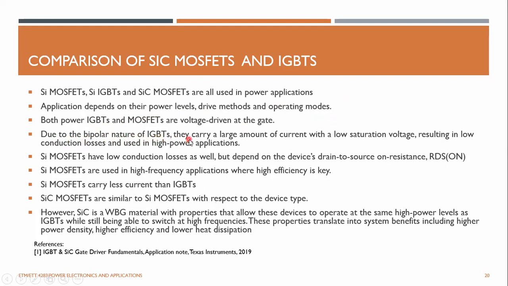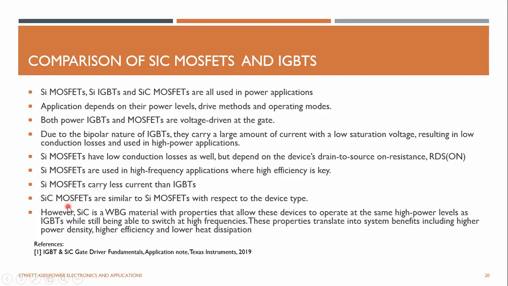Due to the bipolar nature of IGBTs, they carry a large amount of current with a low saturation voltage, resulting in low conduction losses, and they can be used in high power applications. Silicon MOSFETs have low conduction losses as well, depending on the device drain to source on-resistance, right? Silicon MOSFETs are used in high frequency applications, with operating frequencies higher than IGBTs, where high efficiency is the key. Silicon MOSFETs carry less current than IGBTs because IGBTs can drive more power, like I showed you in the graph.